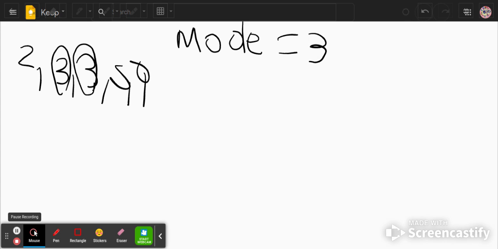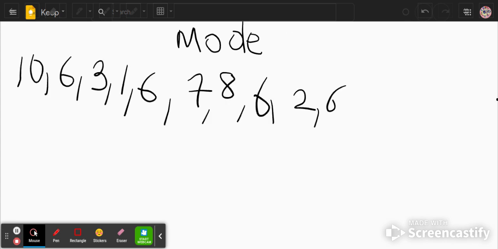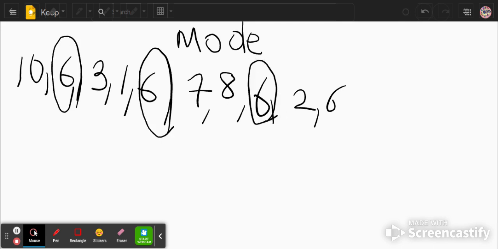Let us proceed with another example. Okay, so we already established that the mode is the number which occurs the most, right? So let's look at these numbers. We have 10, 6, 3, 1, 6, 7, 8, 6, 2, 6. So if you realize, 6 would be the mode because it occurs the most, right? It repeats 4 times. So therefore, the mode is equal to 6.